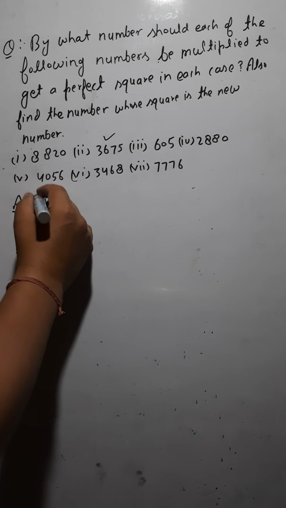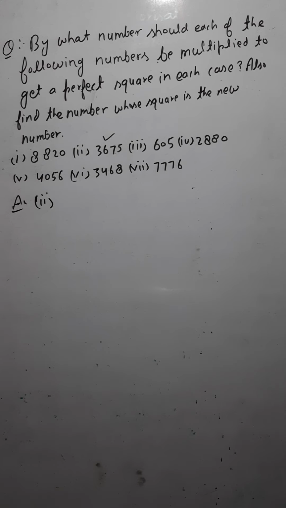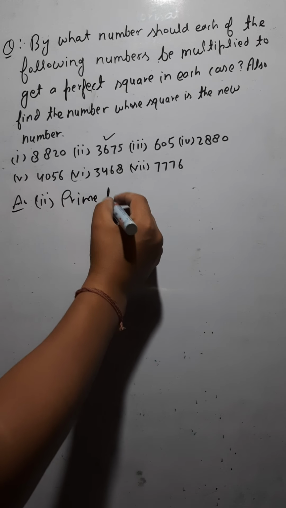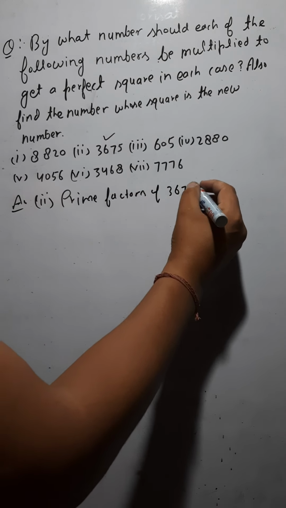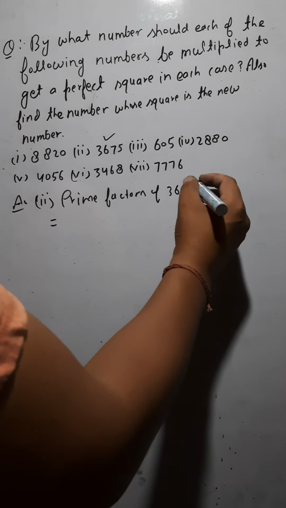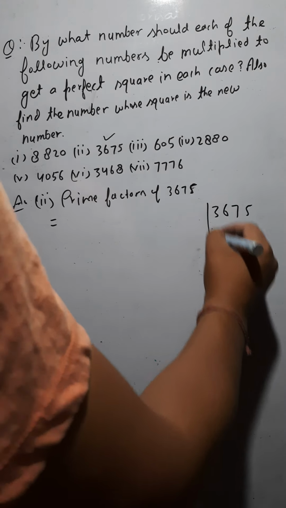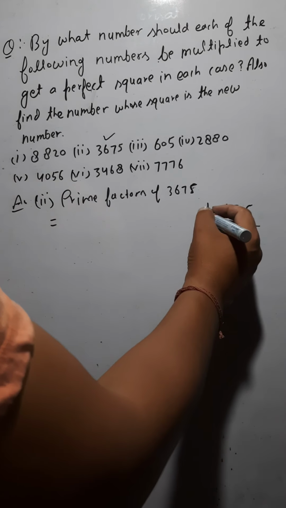So you have the second question here, and that is 3675. At first we would find out the prime factors. First, prime factors of 3675. If you see the prime factors of 3675, just find it out. 3675. Since it is ending with 5, it would be divisible by 5.